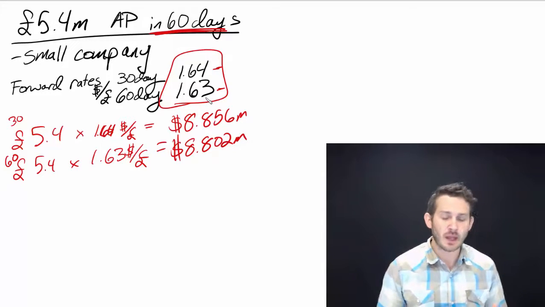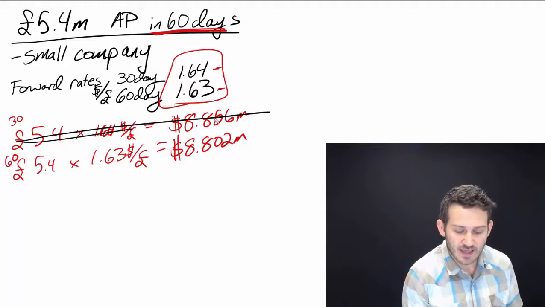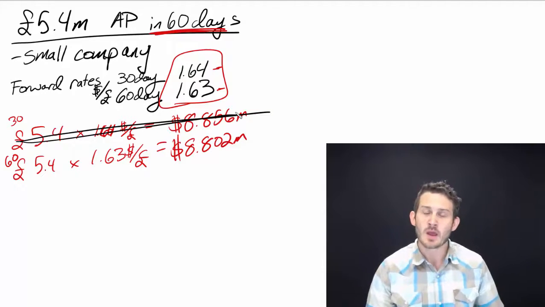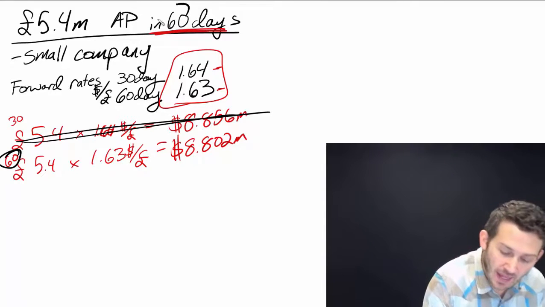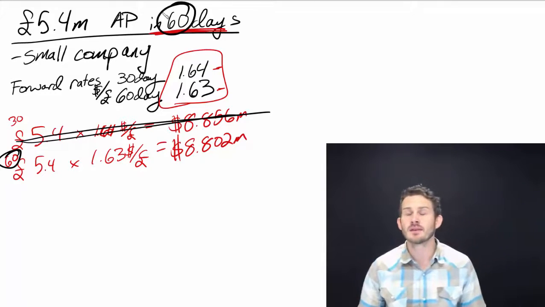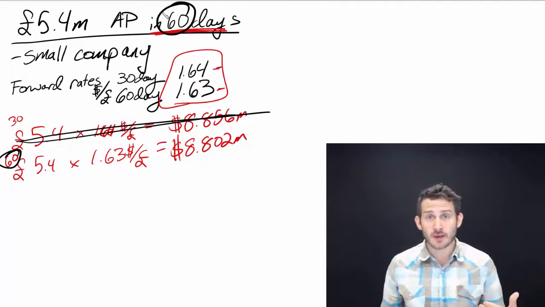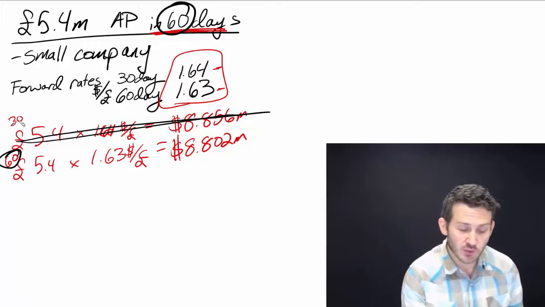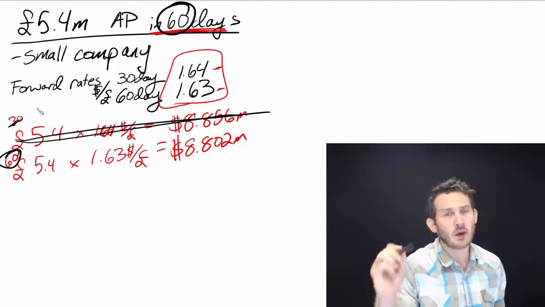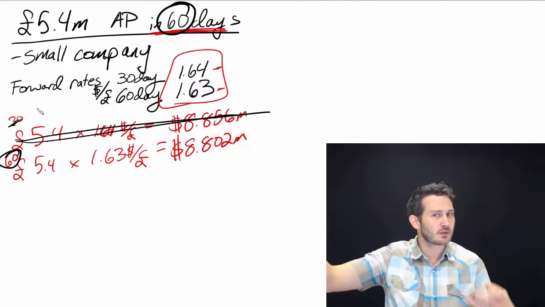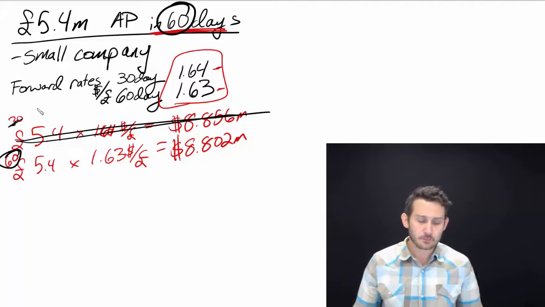And I look at them and I'm going to end up picking the 60-day forward rate. Why am I going to choose a 60-day rate? It's because I have to make this payment in 60 days. If I choose the 30-day rate, that means I have to make the exchange in 30 days, but I don't have to make the payment for 60 days. So I'm just going to be sitting on all of these pounds for 30 days.